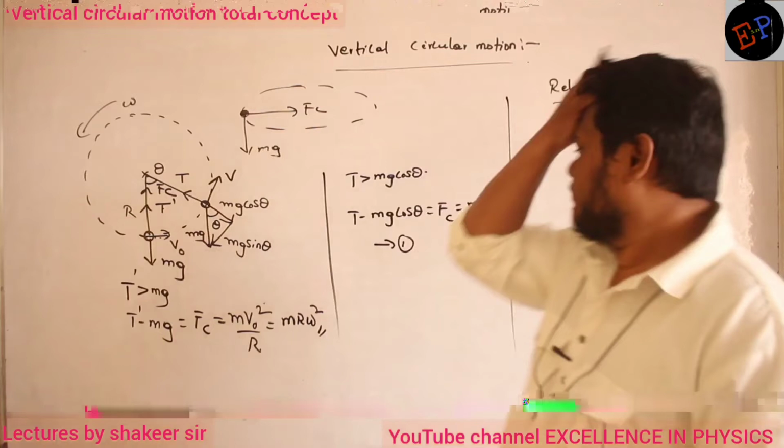So definitely the body will travel in a circular path up to 180 degrees. Clear? And after reaching 180 degrees, is the velocity 0? No. So even after the body reaches this position, the velocity is not 0. Velocity is not 0 means it continues to travel in this direction. Once it continues to travel in this direction, tension will again develop.